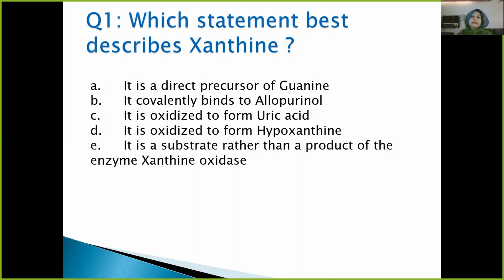Which statement best describes xanthine? It is a direct precursor of guanine. It covalently binds to allopurinol. It is oxidized to form uric acid. It is oxidized to hypoxanthine. It is a substrate rather than a product of the enzyme xanthine oxidase.